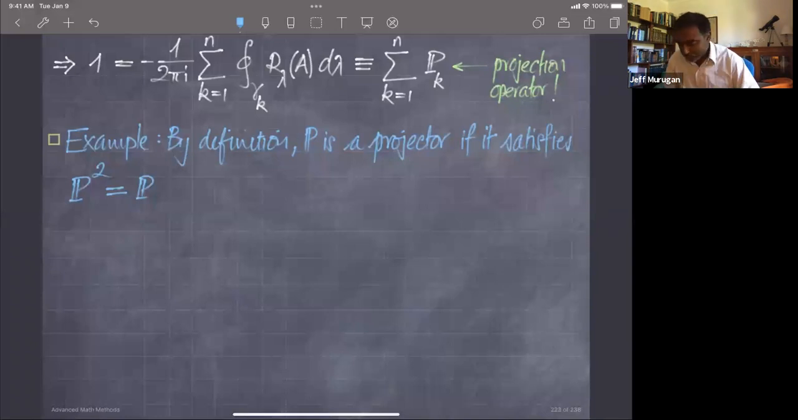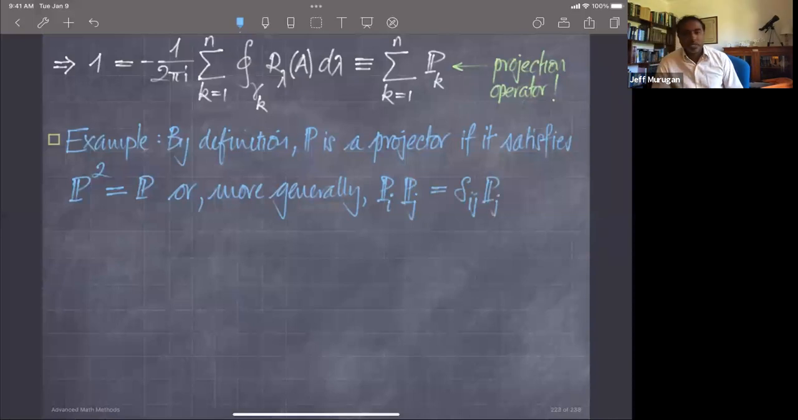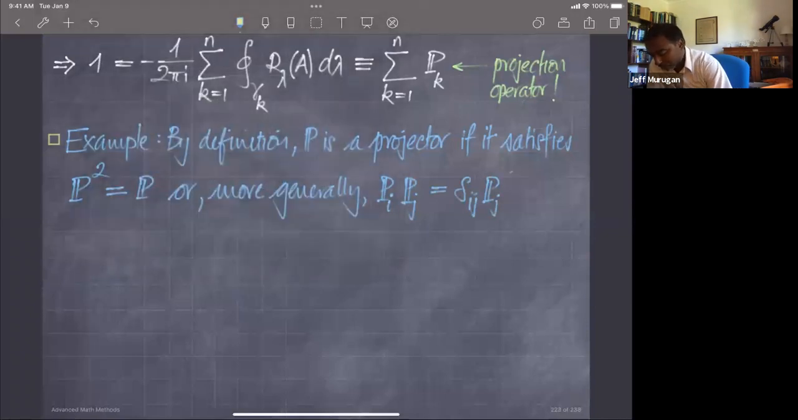Okay? More generally, if I have a set of these guys, if I take any one of them, P_i, and I multiply it by some other one, P_j, then this must be delta_ij P_j, with no sum implied on the indices. Now I want you to think a little bit and tell me if this makes sense with regards to what you've thought about before.